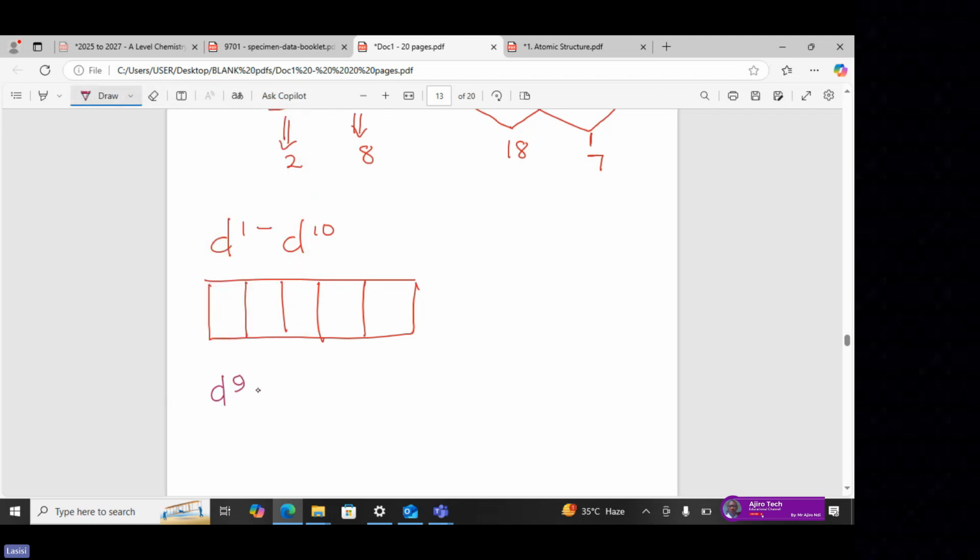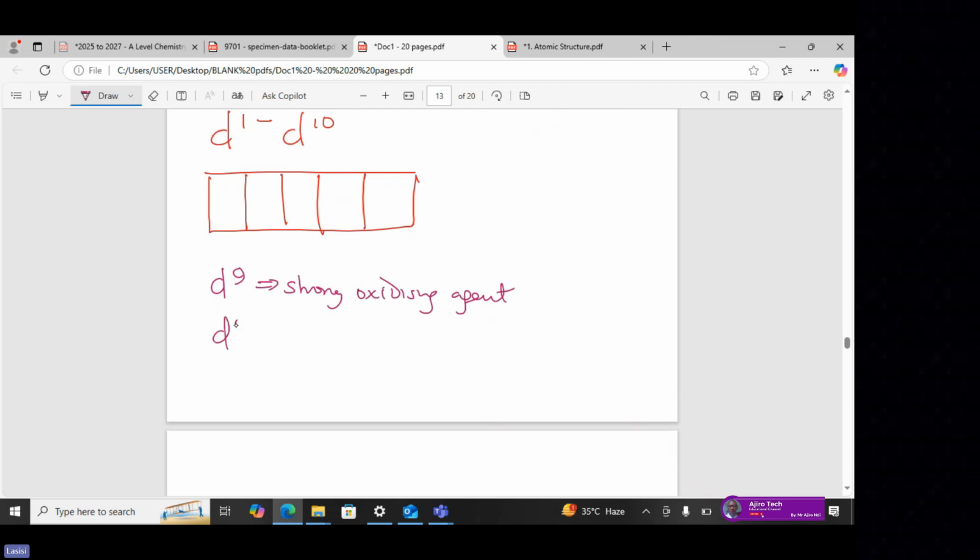d9 will be a strong oxidizing agent. Tell me you understand that. It wants to gain 1 and become d10. Right? Which one is symmetrical? d5 and d10 are symmetrical, that is, evenly occupied. Do you agree? d10 is fully filled and therefore stable. Which one has electron pair repulsion?